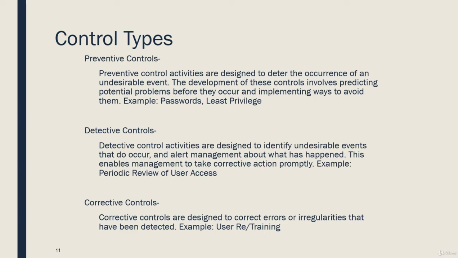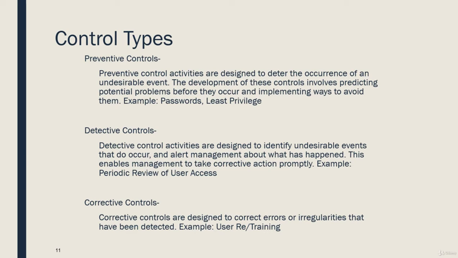So this could be a periodic review of user access to make sure that only the right individuals still have access. Or you can have several alerting and event management controls in place that notify when issues happen. So these all fall under detective controls.